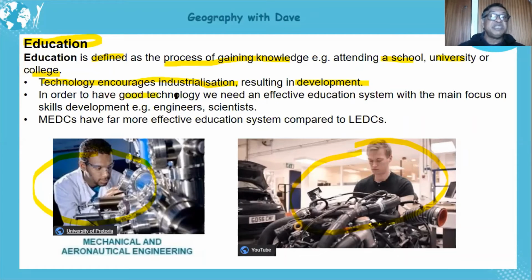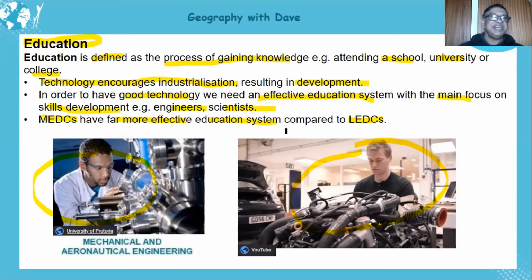In order to have good technology, we need an effective education system with the main focus on skills development. Example, our engineers at the bottom or scientists. All right, can you see it? MEDCs have far more effective education systems compared to the LEDCs. All right, and the number of people educated, therefore their development, will be higher each time we're relating it to development.